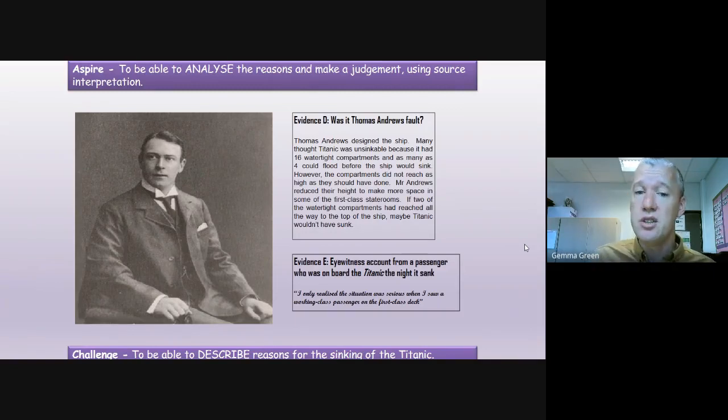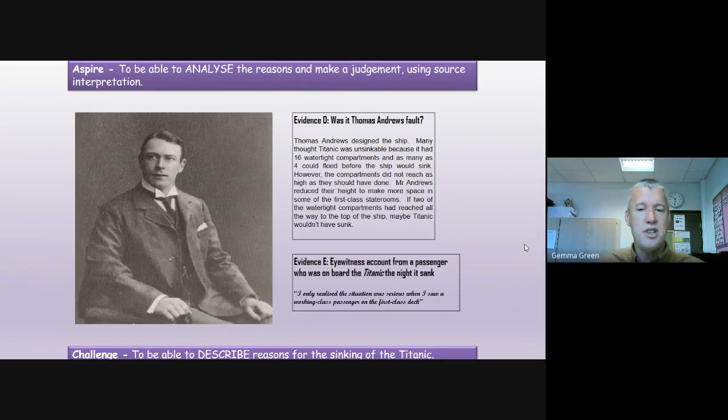However, the compartments did not reach as high as they should have done. Mr Andrews actually reduced the height of these watertight compartments to make more space in some of the first class staterooms, to make space for things like swimming pools and Parisian cafes. If 2 of the watertight compartments had reached all the way to the top of the ship as originally planned, maybe the Titanic wouldn't have sunk.